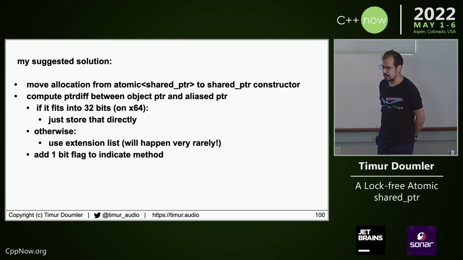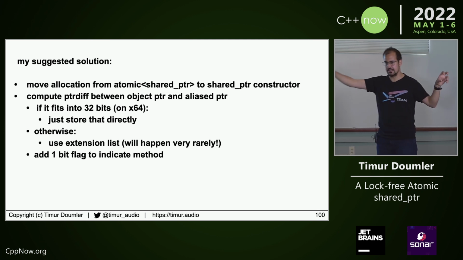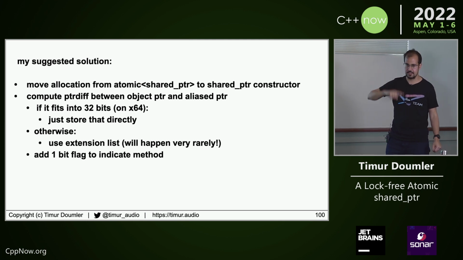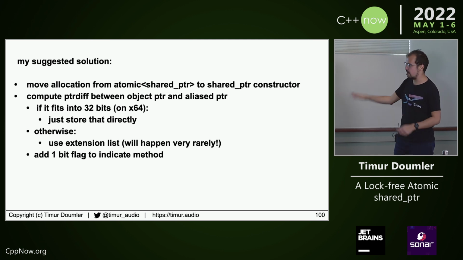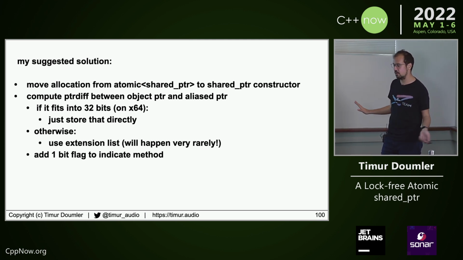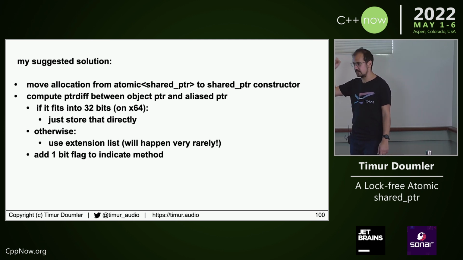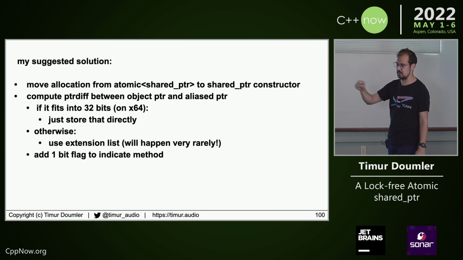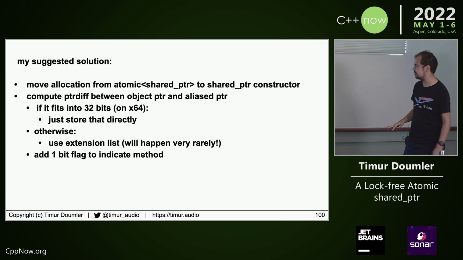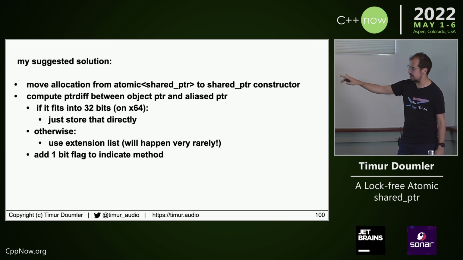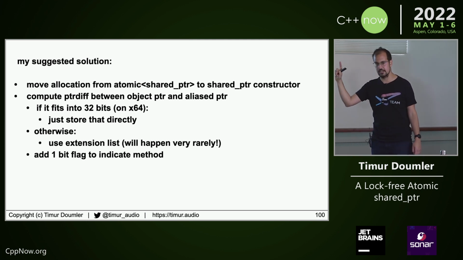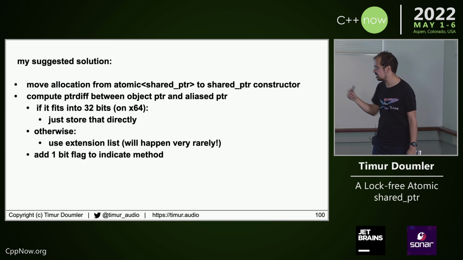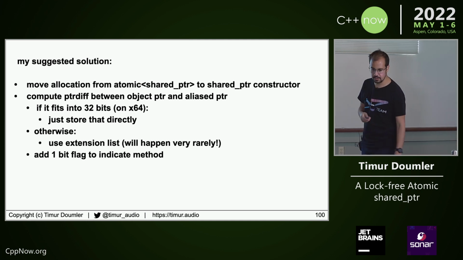And only if the two pointers are more than 4 gigabytes apart, then you have to do this dance with the data structure that we saw before. But that's going to be an extremely rare case, right? I would bet that it's probably never going to happen in practice. Even if it does, the allocation will still happen in the shared pointer constructor. So you're still going to be lock-free whenever you do the atomic stuff. And then you just have to use a bit flag to indicate whether you store the pointer difference or an index into this structure for the alias pointer. And you can use one of the alignment bits for that or something.